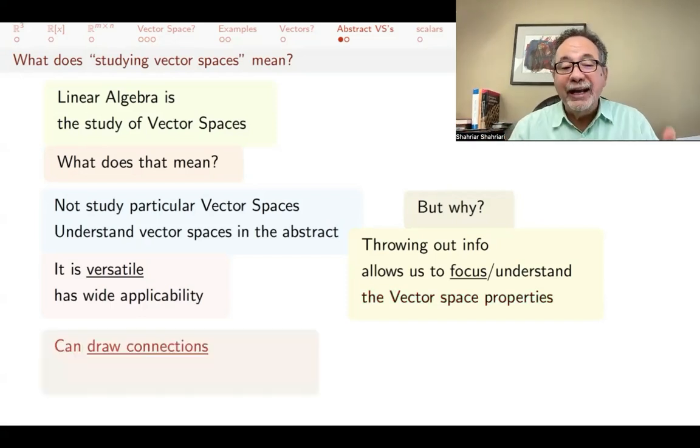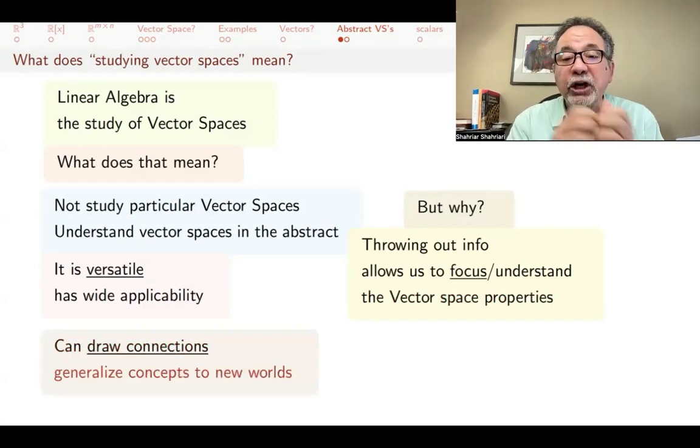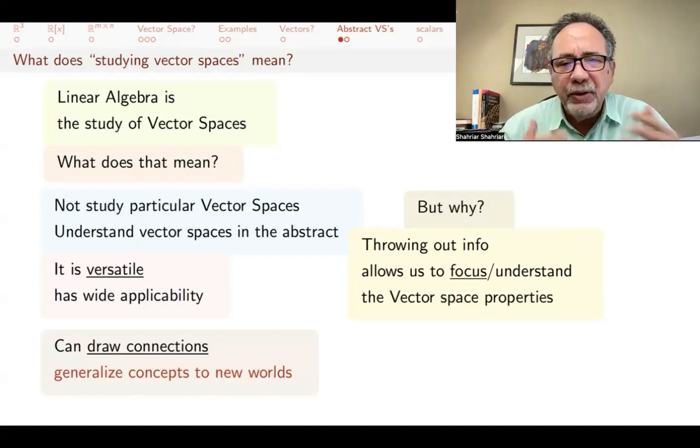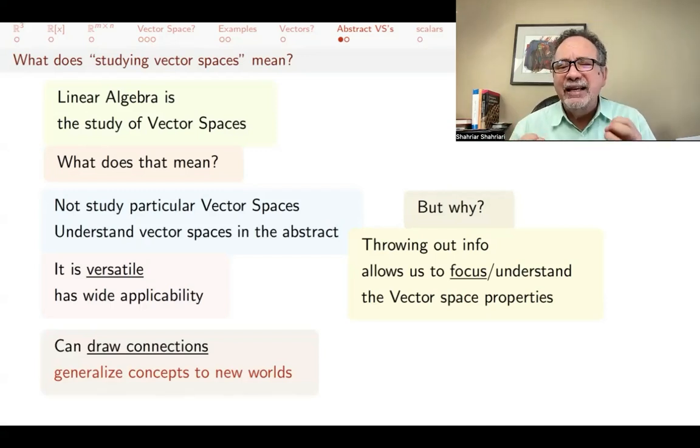So we can draw connections between different objects, and we can generalize concepts from one world to other worlds. For example, we know something we can do with polynomials, and then we ask, does that thing also work for complex numbers and functions and elements of Rn or not? Can I take that idea and move it over to other worlds?